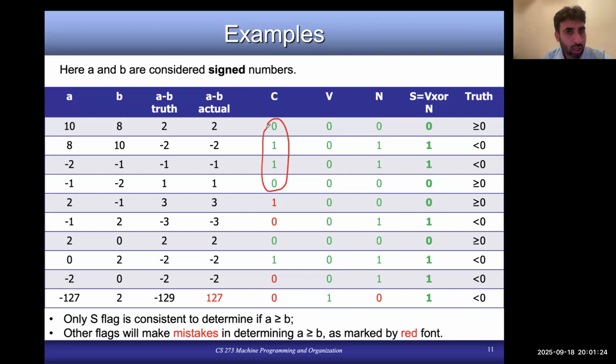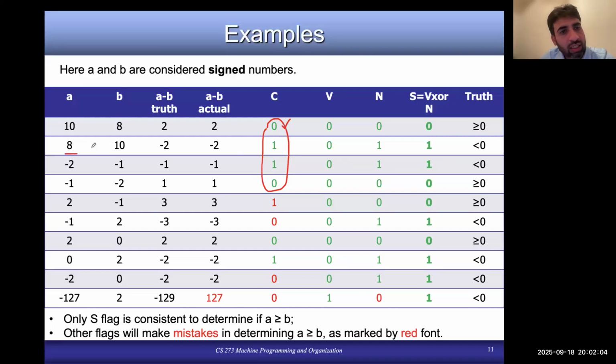What does it mean? If you remember from the last lecture, we said when we are subtracting A minus B, then the carry flag tells us that A is the same or higher than B when the carry flag has a value of 0, and A is less than B when the value of the carry flag is 1, right? So here 10 is greater than 8, which is same or higher, so the carry flag is 0.